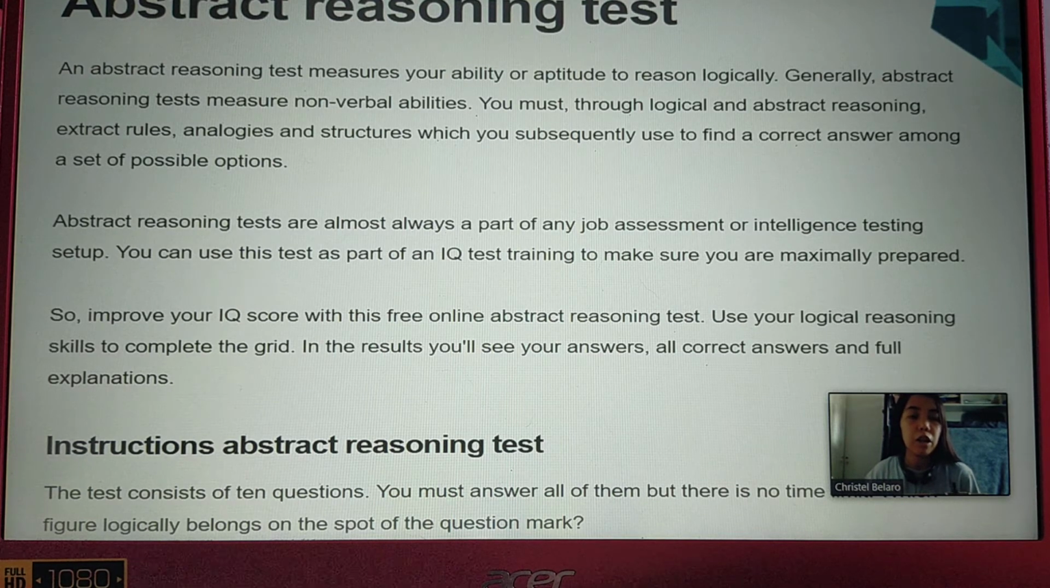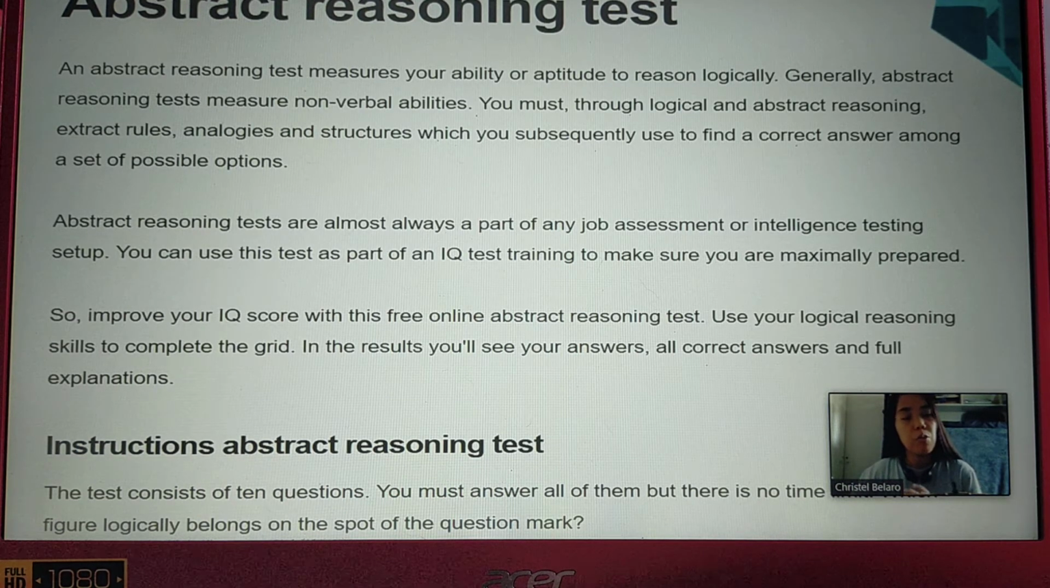Given different figures, what will be the answer or what is the missing pattern? Abstract reasoning tests are almost always a part of any job assessment or intelligence testing setup. So when you had your entrance exam, I'm sure there was an abstract reasoning test. You can use this test as part of IQ test training to make sure you are maximally prepared. Abstract reasoning tests are much like inductive reasoning. When we say inductive, it's from specific to general. And it's a diagrammatic reasoning test.